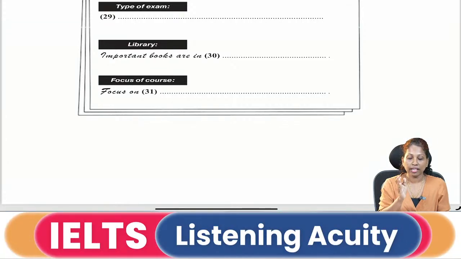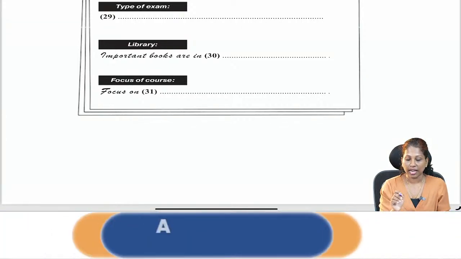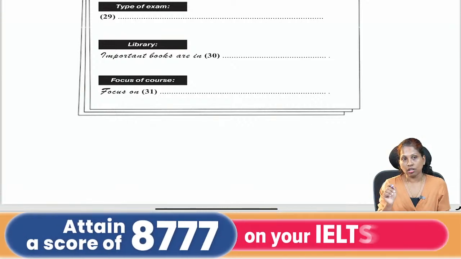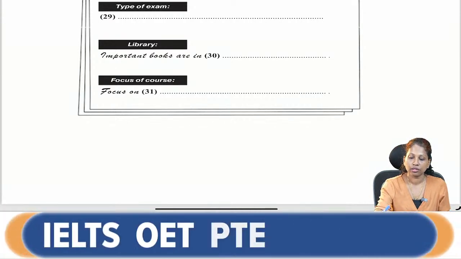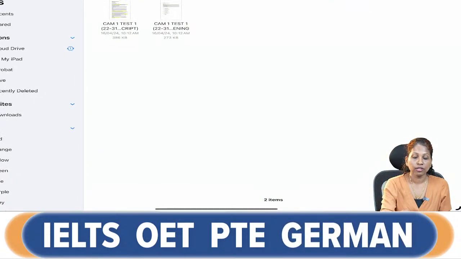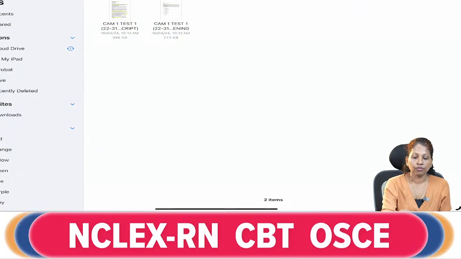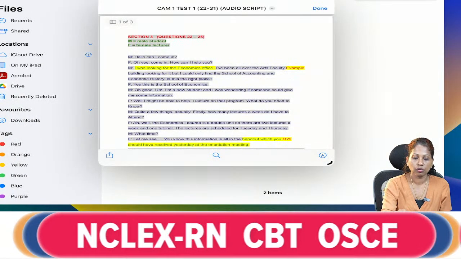So what are we aiming at? Focus of the course, and then the blank says focus on dash. So whatever it is focusing on, that is what we are looking for. Let's go to the script. So a keyword is focus of the course, what we are looking for.